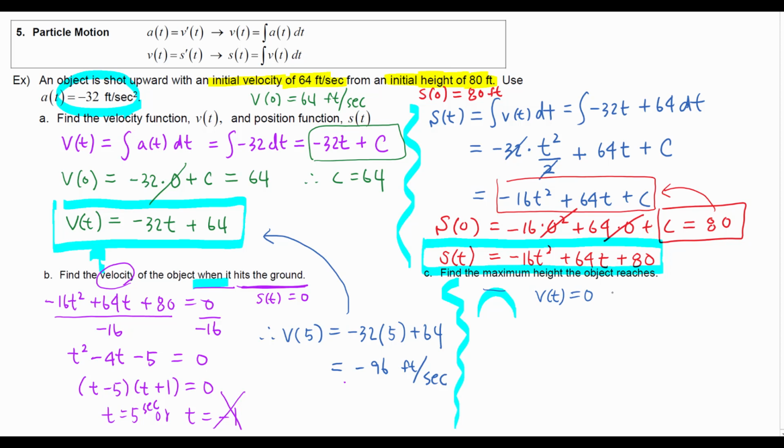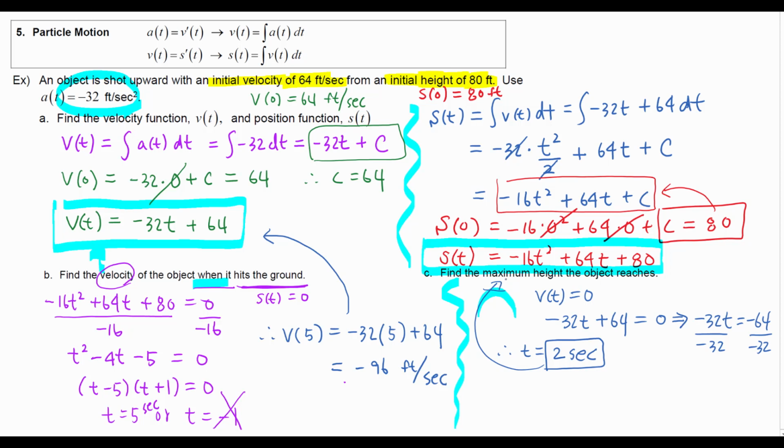And that's going to be equal to negative 32t plus 64 equals 0. So then that means negative 32t equals negative 64. Divide both sides by negative 32. I get t equals 2. So when t equals 2 seconds, your object reaches the maximum height.